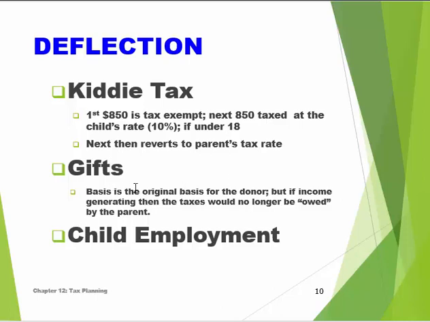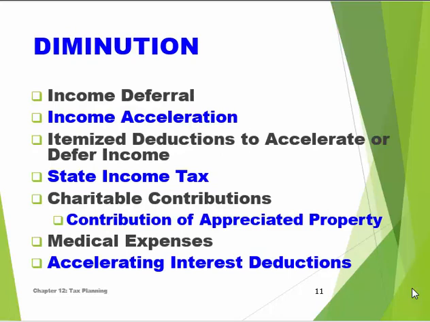We could obviously give gifts. We could give assets away. But of course, if we give them away, we no longer own them. So we now no longer have rights to those assets or their income. Child employment, of course, we could always just hire our children to work for us, pay them an income, and then have that as a deduction because they're working for us.